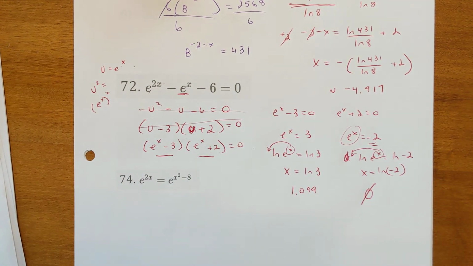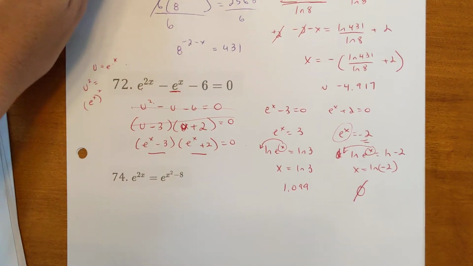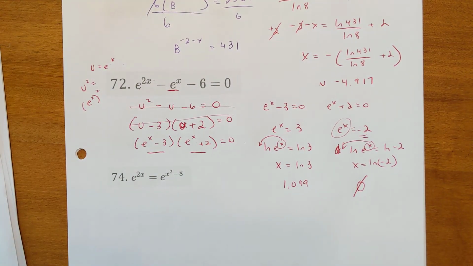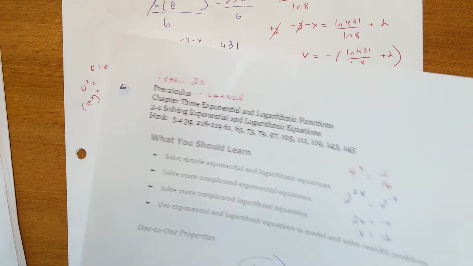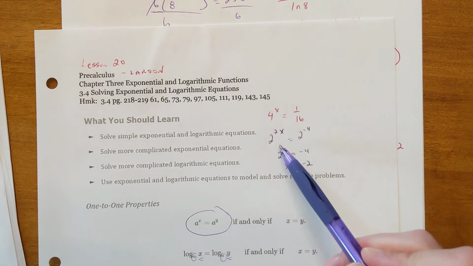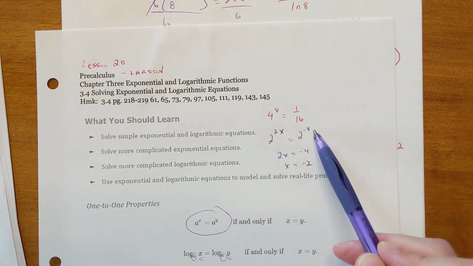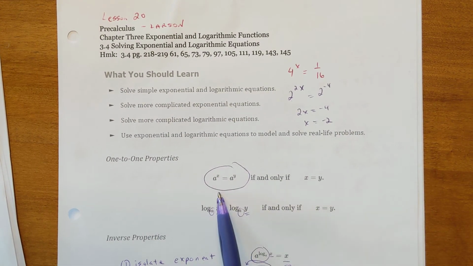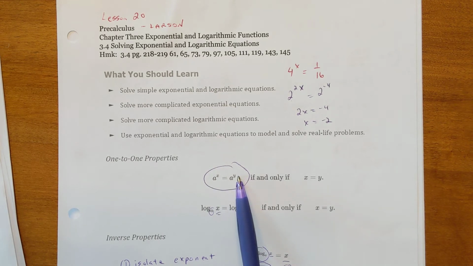All right, so on the next one, number 74. I don't know if you can see that it just pops right out on you. This is like the one I did when we started the notes. I was telling you how you need to get to the same base. And when you get to the same base, you set the exponents equal by the one-to-one property. A to the x equals a to the y, then x has to equal y.